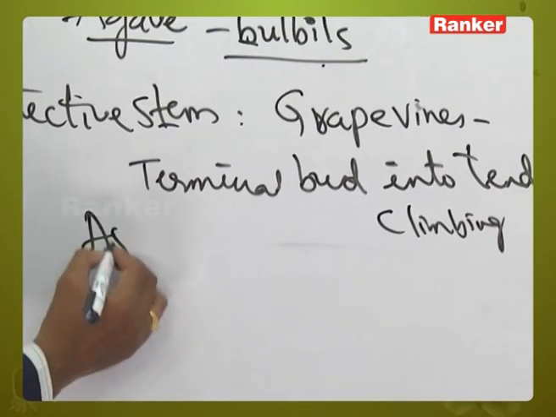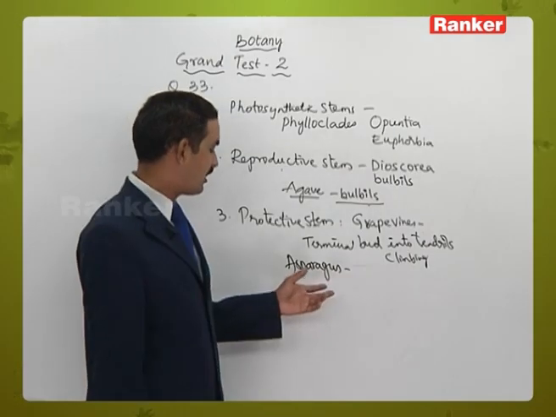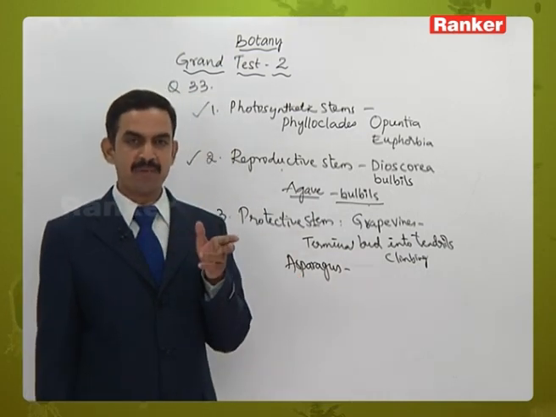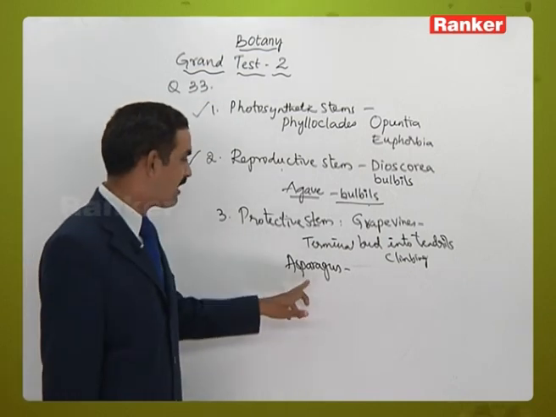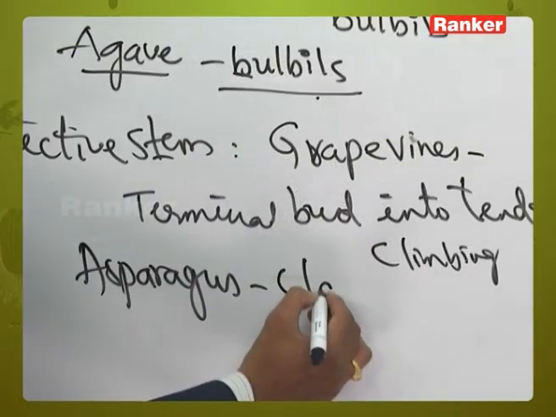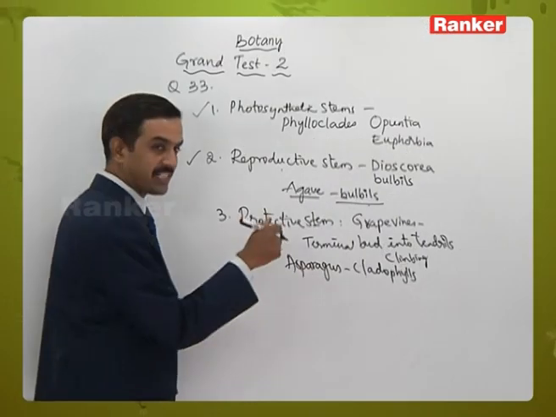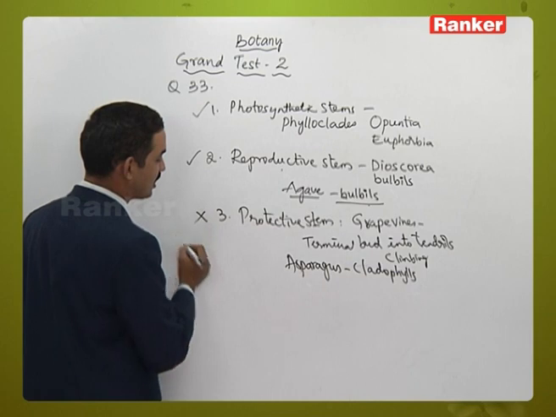And in asparagus, it is a modification called cladophyll, where branches of limited growth develop into green colored structures called cladophylls. So the stem is not protective but a photosynthetic one. So these combinations are incorrect.